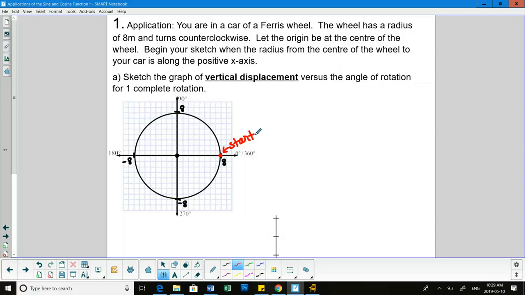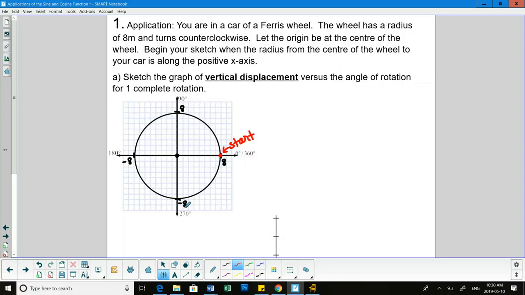So our job is actually just to create the graph of the function that tracks the vertical displacement of our point, or of our Ferris wheel cart, as it goes around the circle here. Okay? So when we do applications, we partially throw our usual angles out the window in a sense, because wherever we start is 0 degrees.